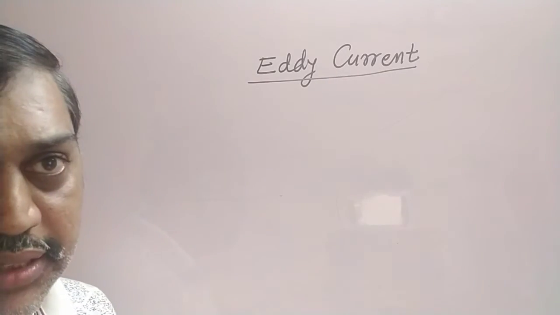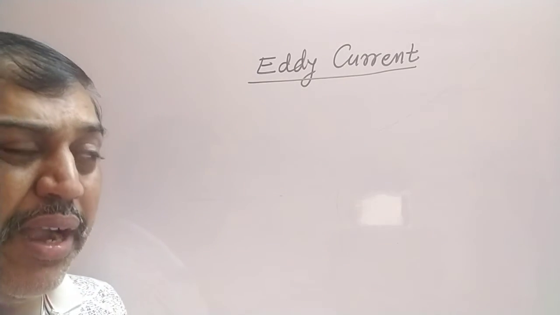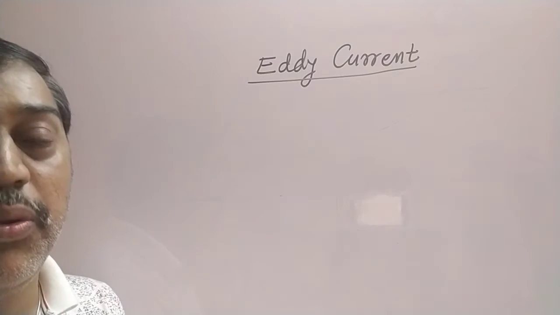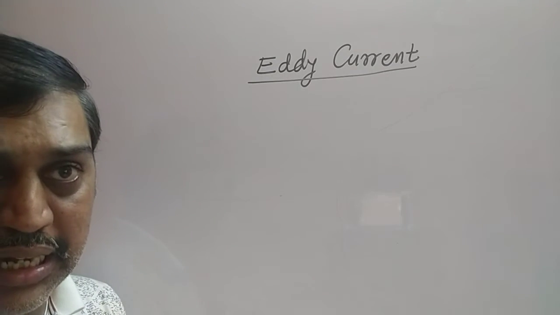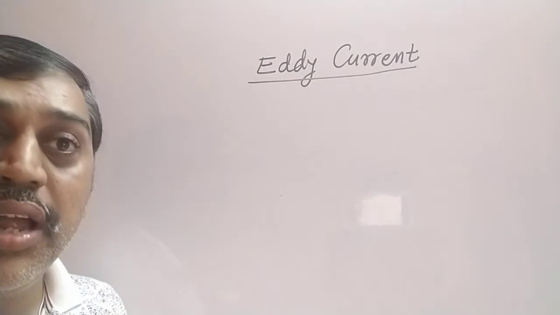Changing magnetic field is there, and we have put a metal plate in that. In that case, automatically some circular loop-like currents, whirlpool-like currents get produced in the metal plate, and that current produced is said to be eddy current.